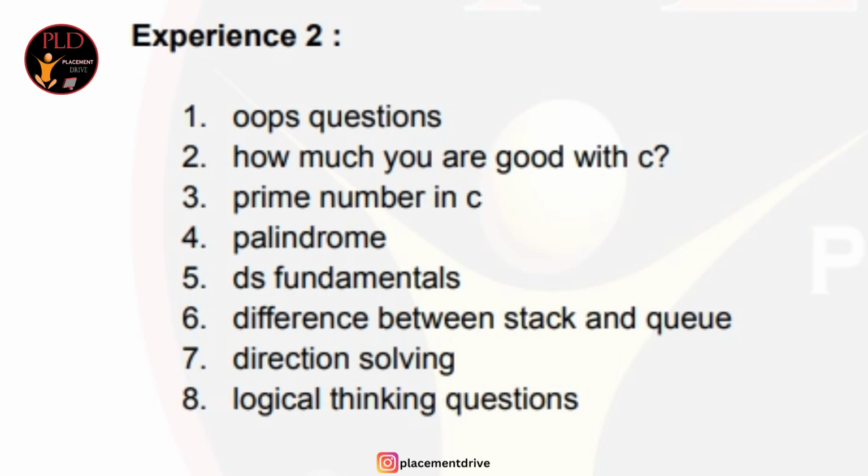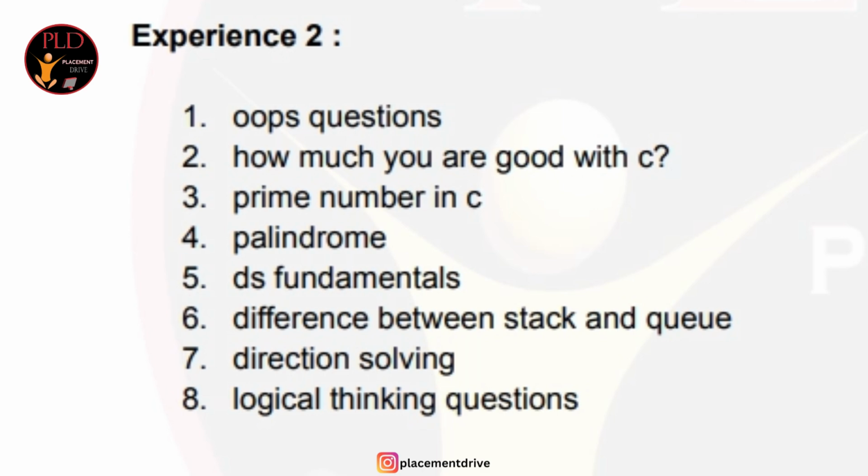The experience number 2 include the questions like OOP questions. The interviewer asked questions related to object-oriented programming concepts, assessing the candidate's understanding of OOP's principles. The second question is C programming. The candidate's proficiency in C programming was evaluated through questions and tasks related to the C programming language.